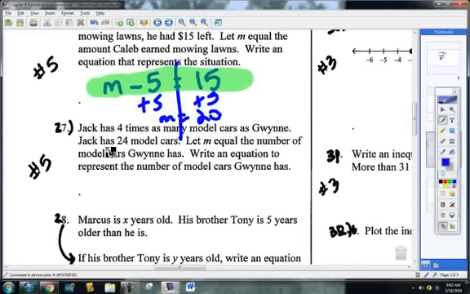Jack had 4 times as many cars as Gwen. Jack has 24 model cars. Let M equal the number of model cars Gwen has. Write an equation to represent the number of model cars Gwen has. Well, here we know, if we know that Jack has 4 times as many, and Jack has 24, isn't that going to be 4M equaling 24? Right, guys? Good. Okay, you did not have to solve.